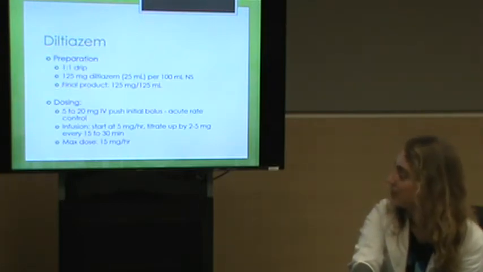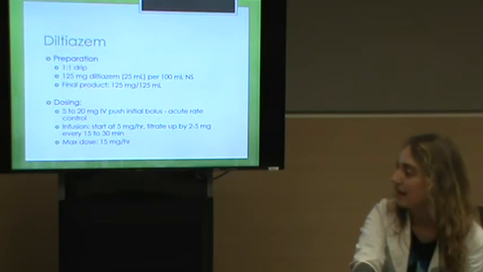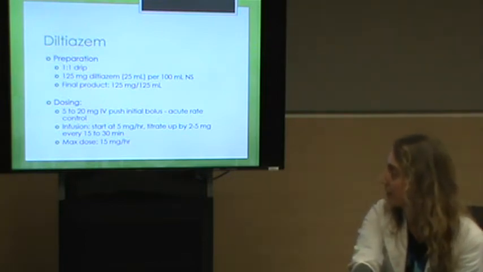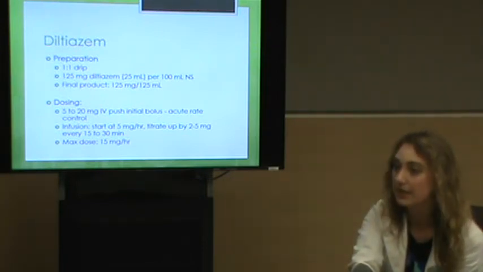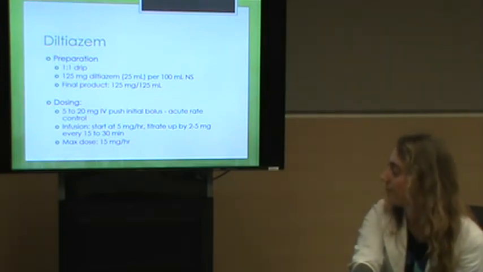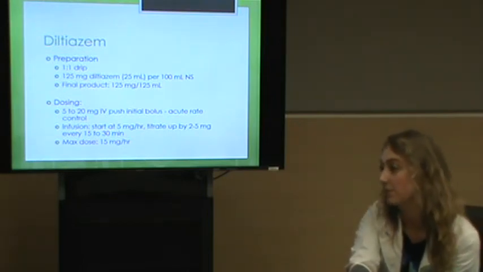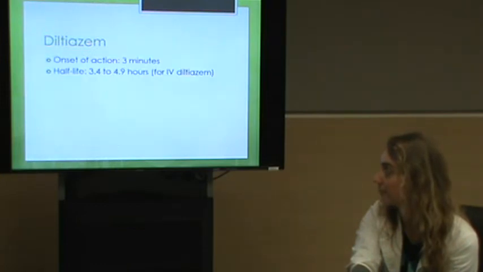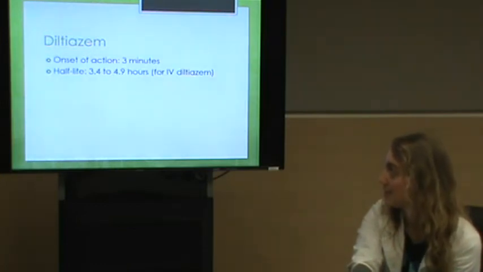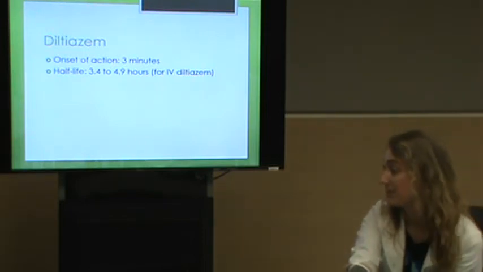In terms of preparation, we have premixes available or add-ease options. You would initially give the 5 to 20 milligram IV push as a bolus, and that can cause some pretty acute rate control, but it won't last long. So infusion, you would start after that at 5 mg per hour, and then you would end up titrating by 2 to 5 milligrams every 15 to 30 minutes to a maximum of 15 milligrams per hour. Onset of action is 3 minutes. It does have a little bit longer half-life of 3.5 to 5 hours. That's only if it's IV.